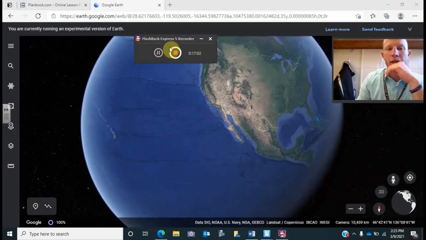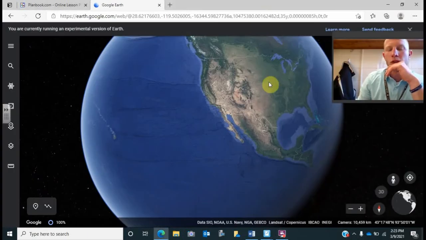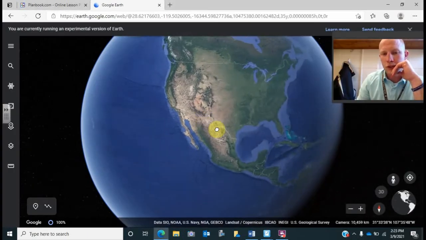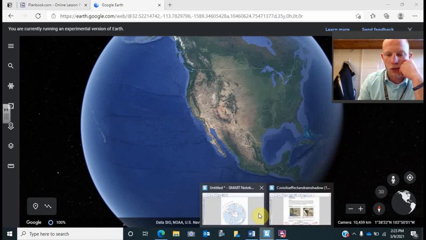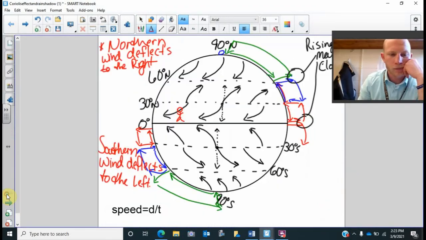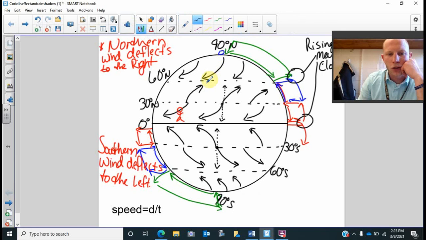All right, so I'm back again. Let's look at Google Earth here. We're looking at the United States. And where do we fall in our Coriolis effect? The U.S. actually falls between 60 and 30 degrees. We're right here. And so our winds and our weather come from the west and travel to the east. And we know this, right?